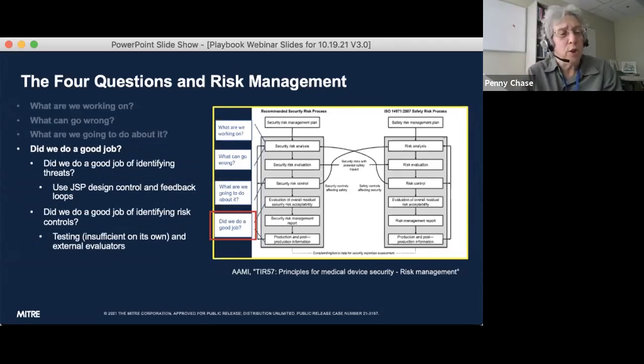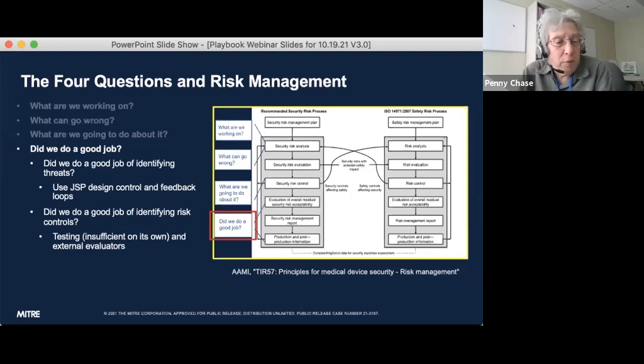That really breaks down into 2 questions. Did we do a good job of identifying the threats? And did we do a good job of identifying the risk controls? So the JSP, the design control and feedback loops, which kind of align with what Matt was talking about when he described how to tell if you did a good job, really goes a long way towards answering, did we do a good job of identifying threats? Because it provides activities that may identify additional threats and validate what we've done.